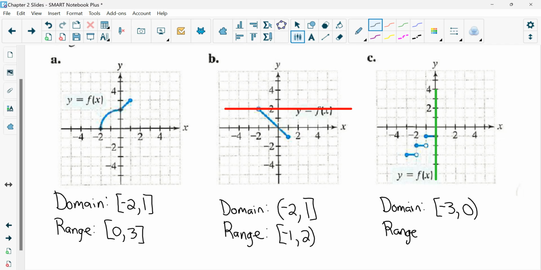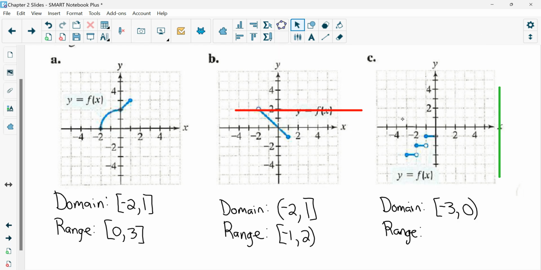The range is a little tricky because as I go down here, the lowest this gets to is -3. Do I have any values in this area here, though? Do I have any values in that area? No. So my next value is here at -2. There's no values here. My next value is -1, and there's no other values.